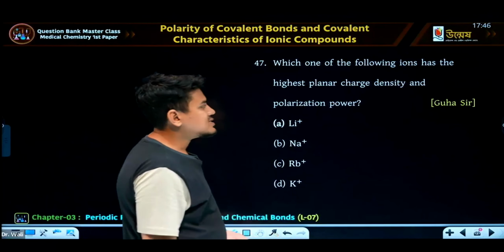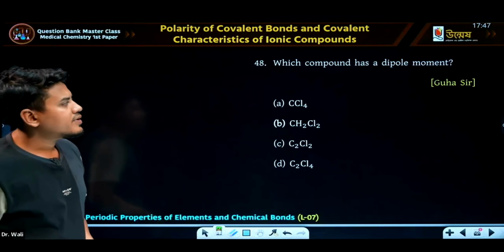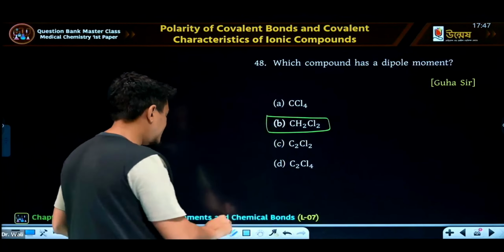Which one of the following ions has the highest polar charge density and polarization power? Certainly it would be lithium because of its smaller size. Which compound has a dipole moment? Dipole moment would be applicable for CH2Cl2.